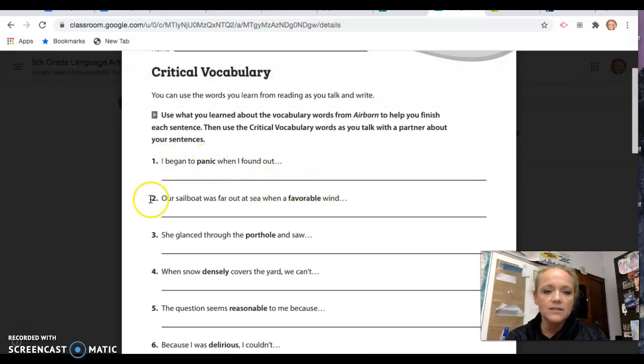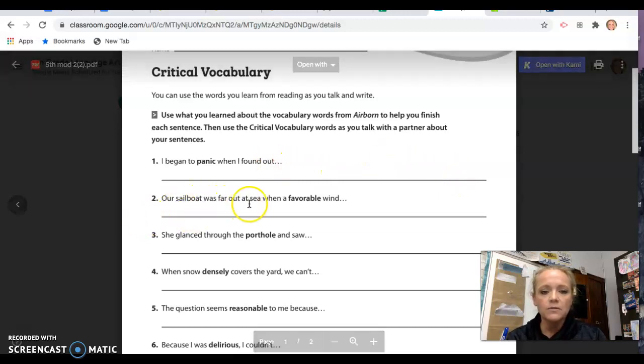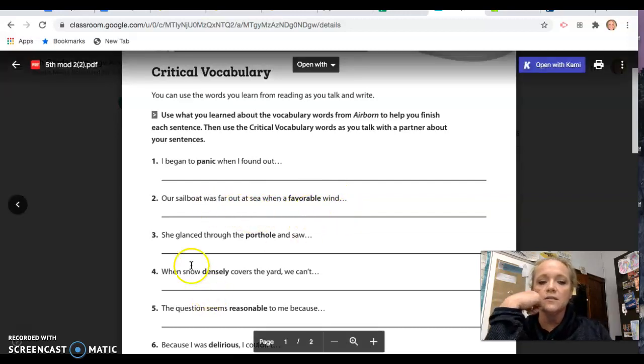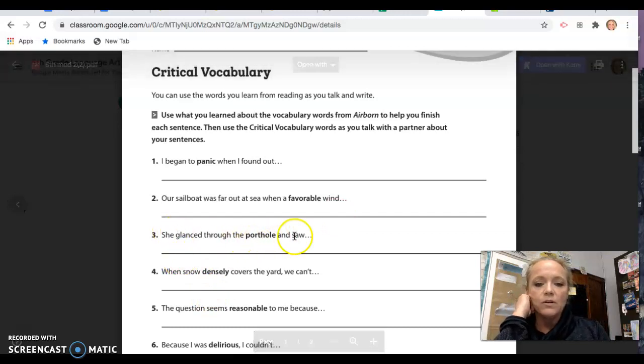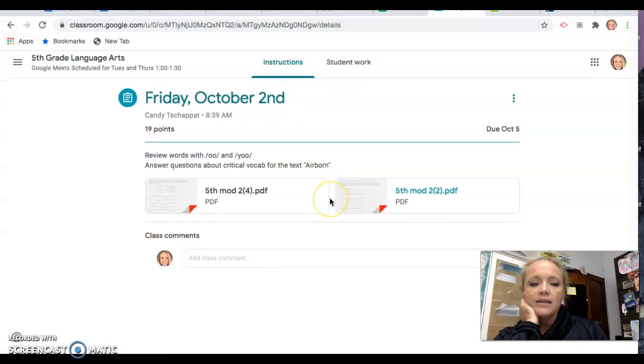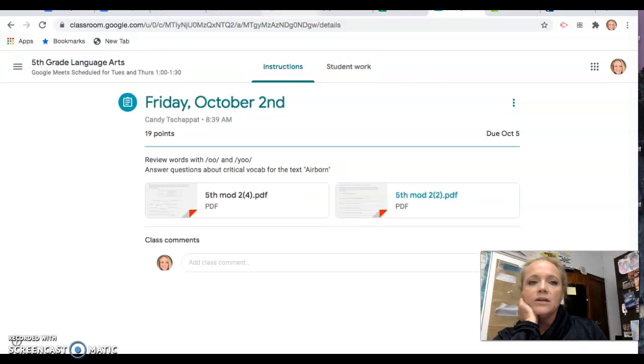of finish the sentence. So it says, I began to panic when I found out, and just think of anything that would make you panic. When I found out goblins were coming into the school. Our sailboat was far out at sea when a favorable wind, what happened? What'd the favorable wind do? Excuse me. She glanced through the porthole and saw what's something somebody would see when they look through a porthole. So not everybody's going to have the same answers for these. And that's pretty much it.